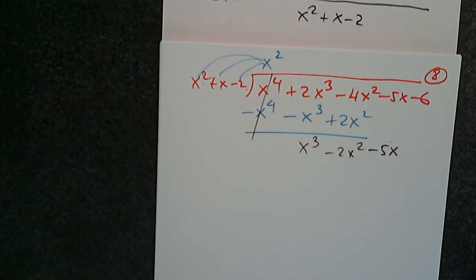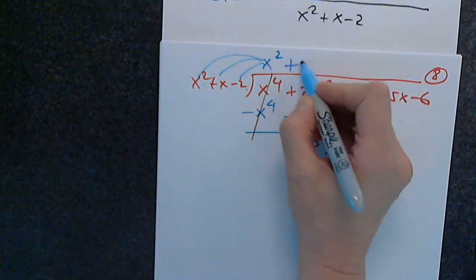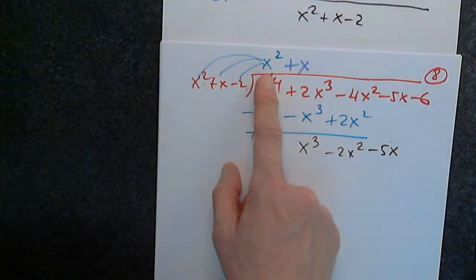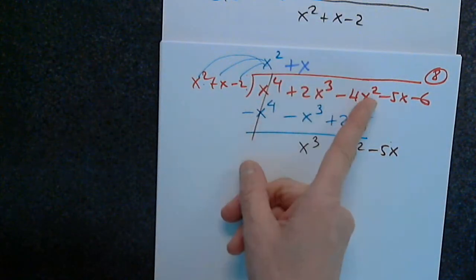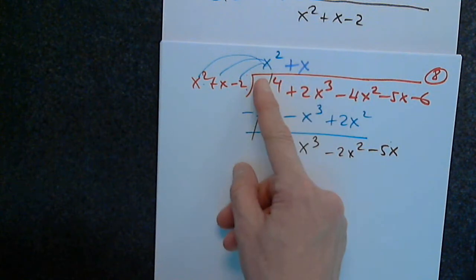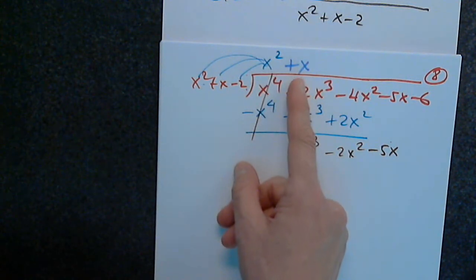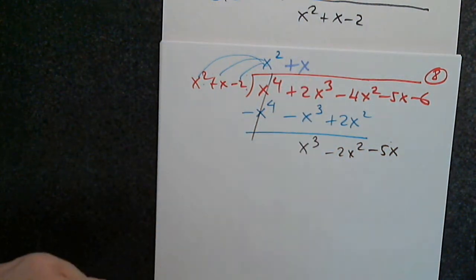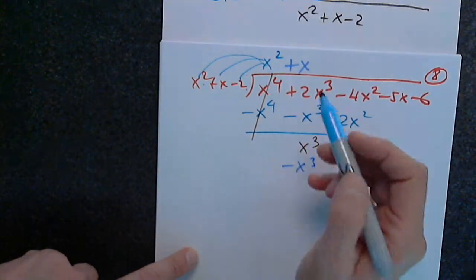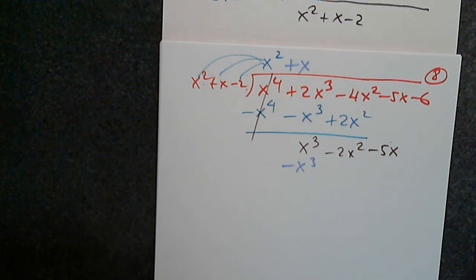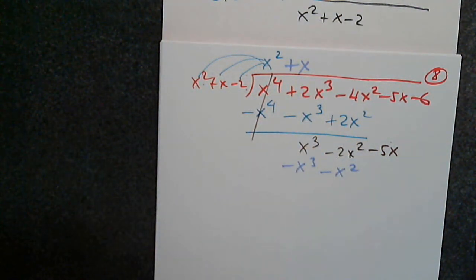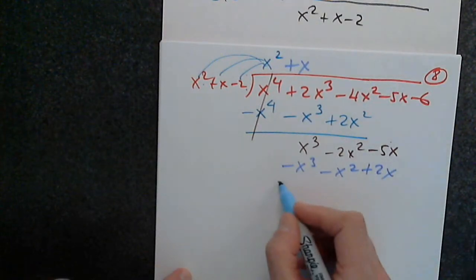X squared times what is x cubed? X. And the sign? Very good. Now you understand that if you start with x squared, you must go back to x, and then no x. If you start with x squared and then the next one is x cubed, something is terribly wrong. Okay, so x times x squared is x cubed, subtract. X times x is x squared, subtract. And x times negative 2 is negative 2x, subtract.